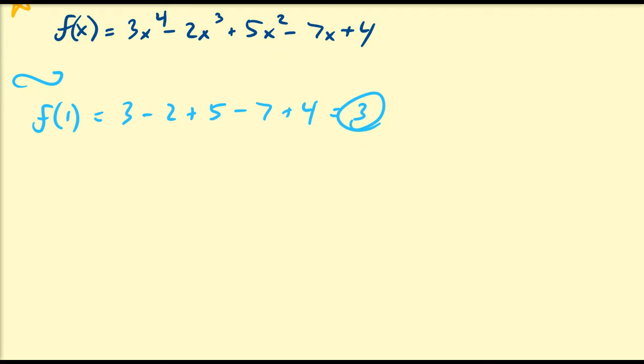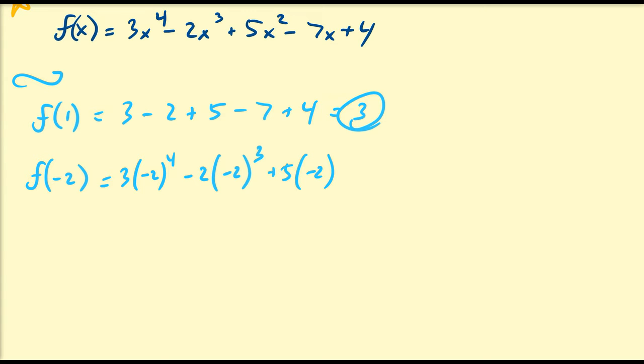If we were to plug in another number, say f of negative 2, that's going to give us 3 times negative 2 to the power of 4, minus 2 times negative 2 to the power of 3, plus 5 times negative 2 to the power of 2, minus 7 times negative 2 plus 4. If you were to work out all the details of this, you should see that this comes out to 102.